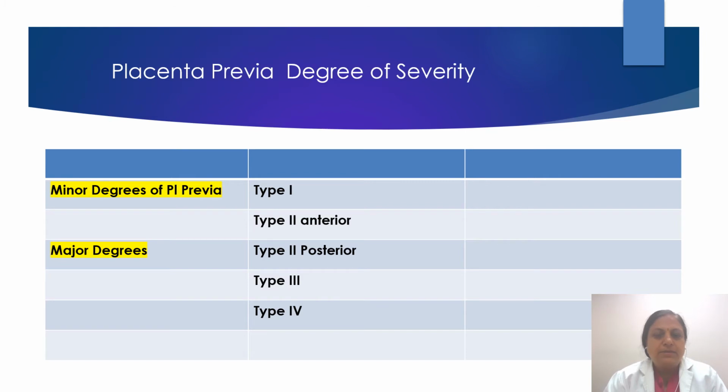Placenta previa can be further classified according to severity. Type 1 and type 2 anterior are the minor degree of placenta previa. Type 2 posterior, type 3 and type 4 are classified as major degree of placenta previa.